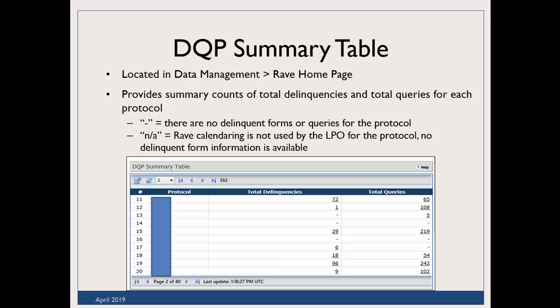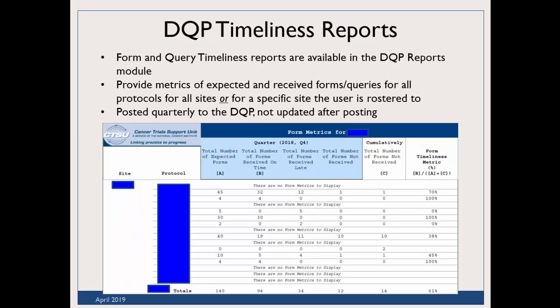The summary table is located under data management on the Rave homepage, and it's going to provide summary counts of total delinquencies and queries for each protocol. A hash means there is no delinquent forms or queries for the protocol, and NA means the Rave calendaring feature is not available, and that data is not available. The timeliness reports are available in the DQP reports module, and they provide metrics of expected forms and queries for all protocols or sites, or for a specific site that the user's linked to. They are posted quarterly, but they are not updated after posting, so they are not a real-time report.